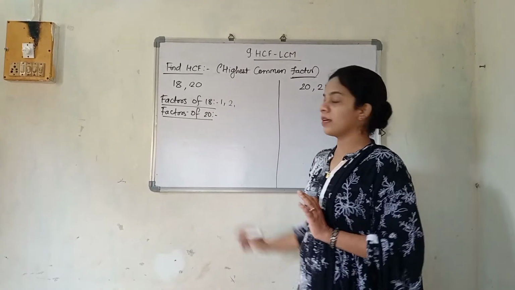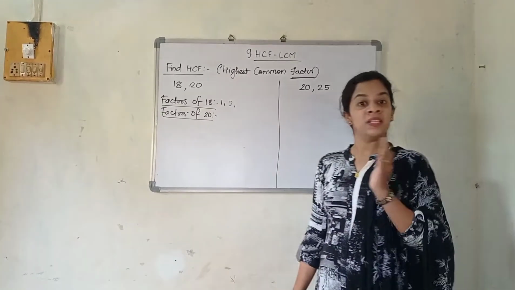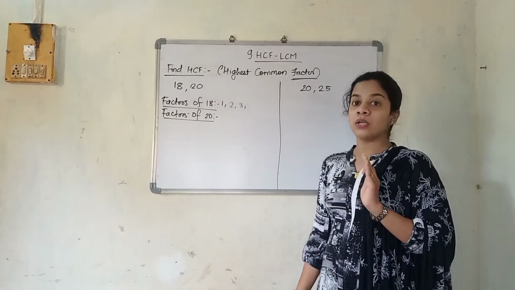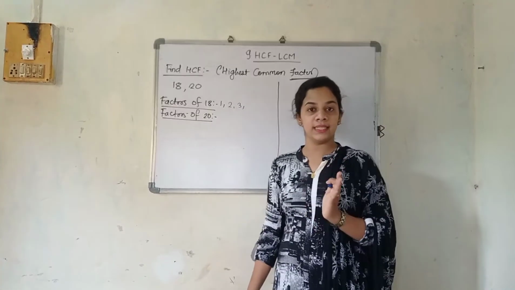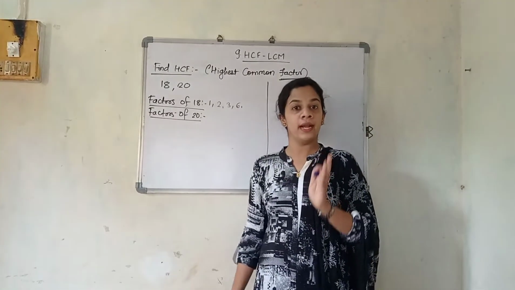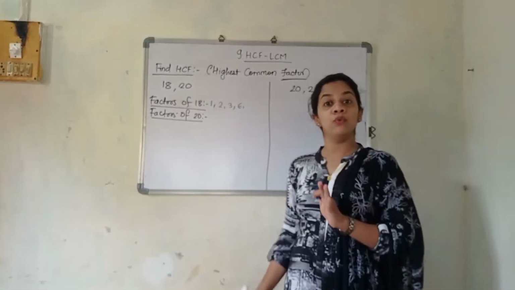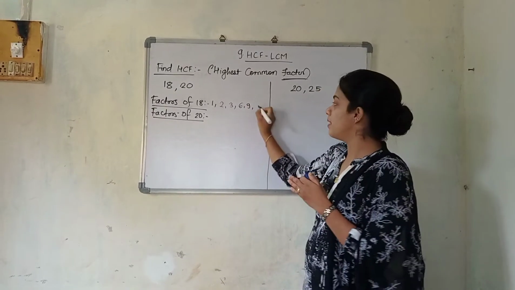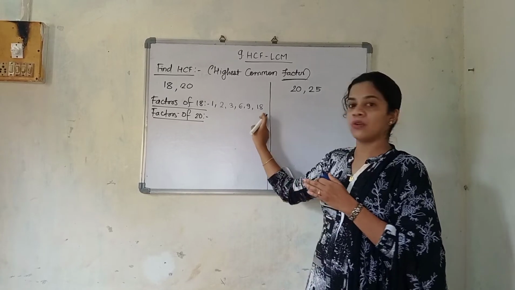So 2 will also be a factor because 2 9s is 18. 3 6s is also 18, so 3 will come. In 4's table, 18 does not occur. 5's table, no. 6's table, 6 3s are 18, so 6 will come over here. In 7's table, no. 8's table, no. 9's table, 9 2s are 18, and when you reach half of the number, directly write 18. So these are the factors of 18.